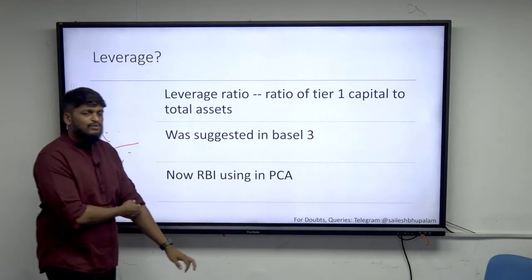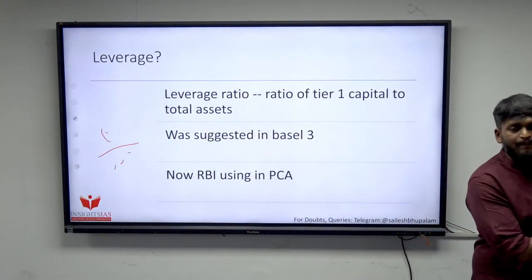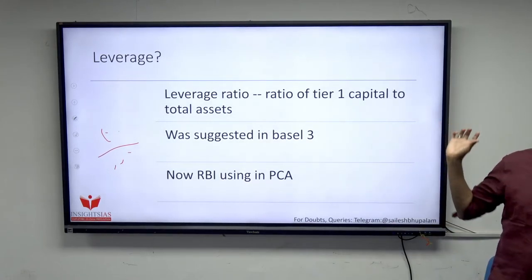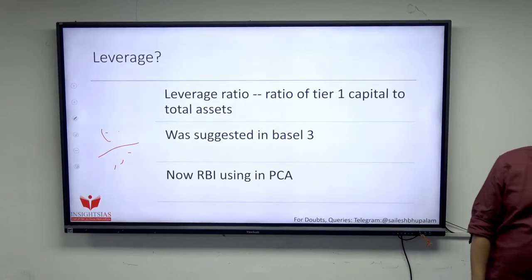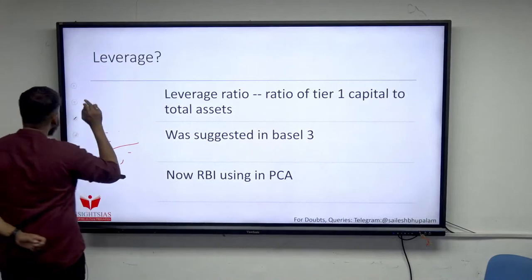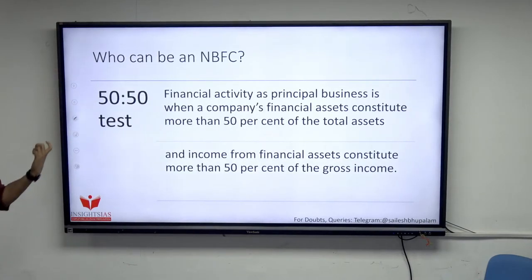In other countries, they use this leverage to measure bank health. We don't use it, but for comparison with other countries only we use it. Just for that reason you should know the formula, but beyond that we don't need to get into the leverage ratio. In India, bank capital is measured based on what formula? CAR only. That means capital to risk weighted assets.